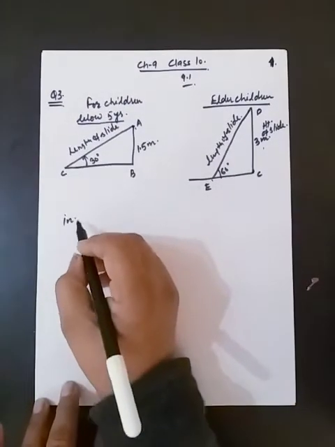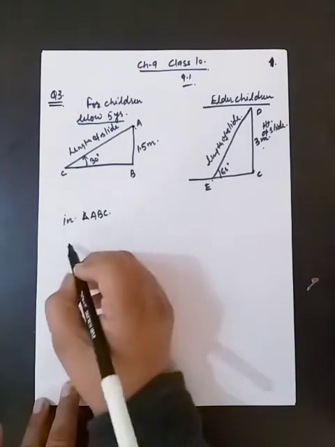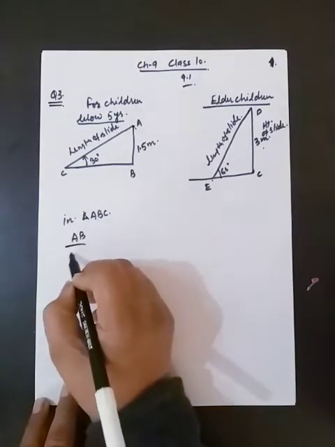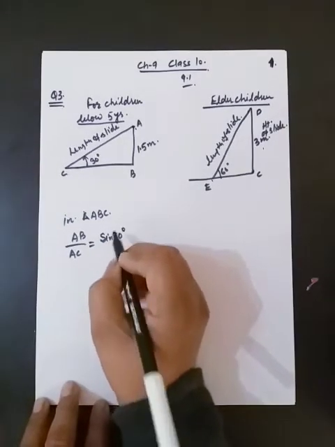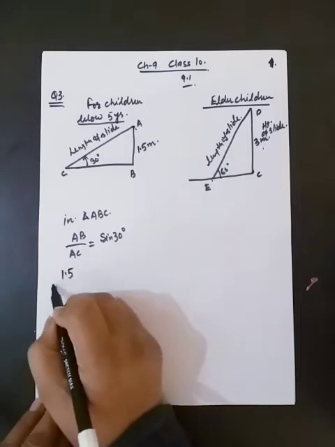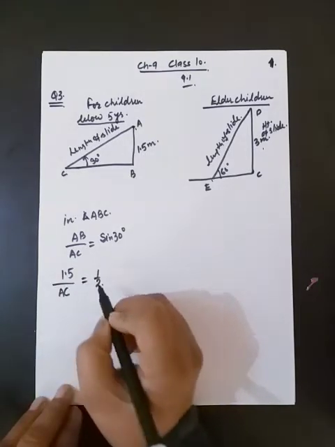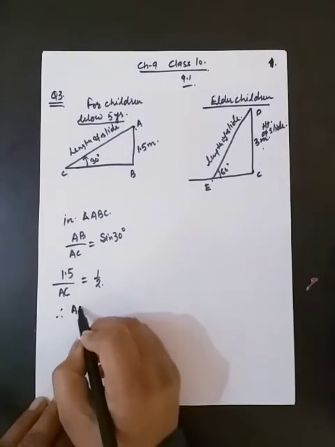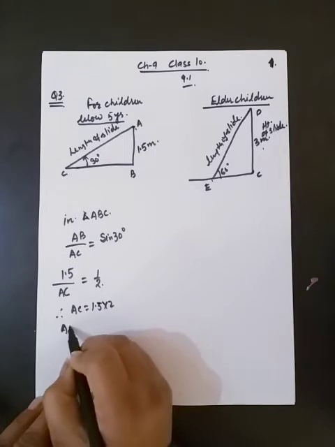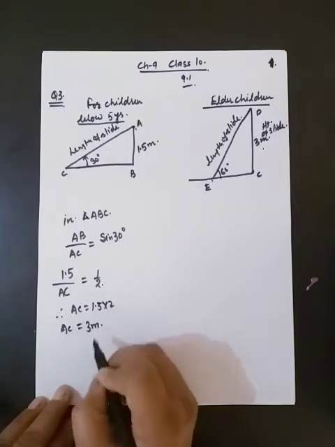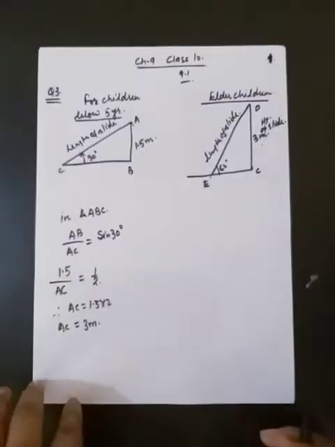So in case 1, in triangle ABC, AB by AC is equal to sine 30 degree, and this is 1.5 by AC, sine 30 is 1 by 2. So therefore AC is equal to 1.5 into 2 and AC will be 3 meter. So length of slide in case 1 is 3 meter.